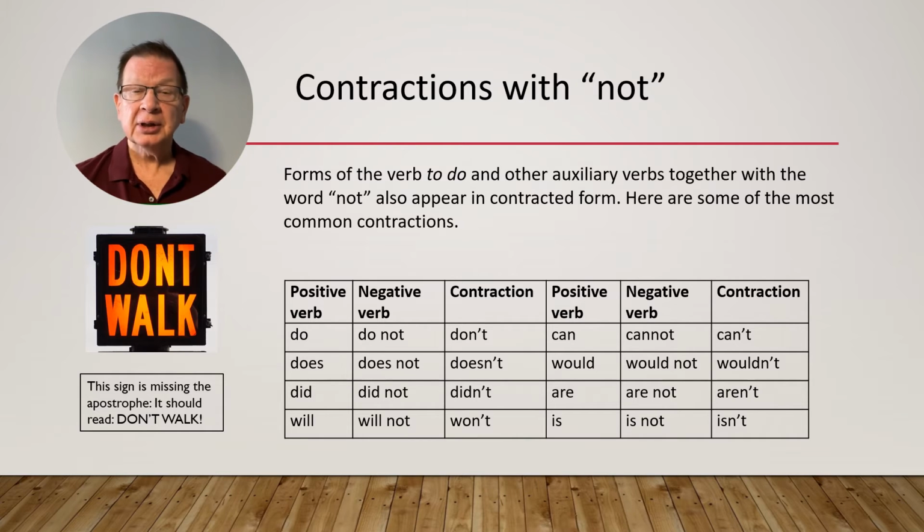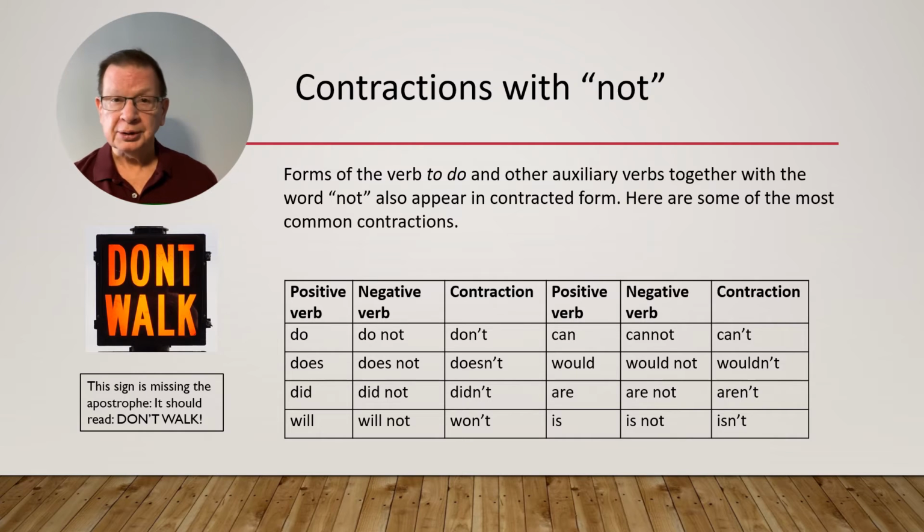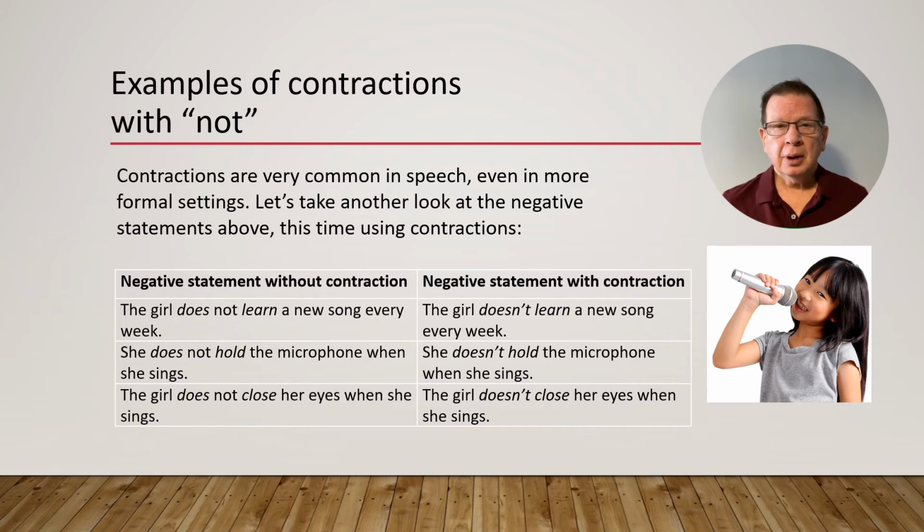Can plus not, cannot, can't. Would plus not, wouldn't. Are plus not, aren't. Is plus not, isn't. Here in the illustration, there is a don't walk sign. The apostrophe is omitted for practical reasons. Contractions are very common in speech, even in more formal settings.